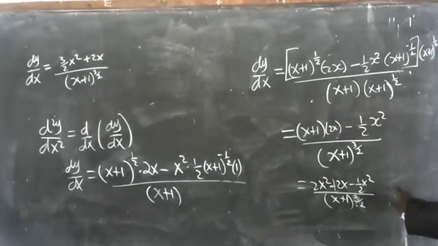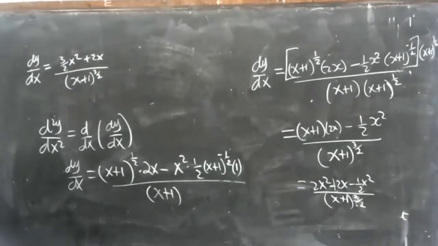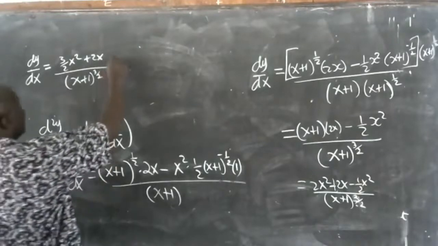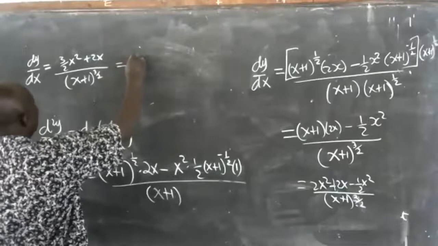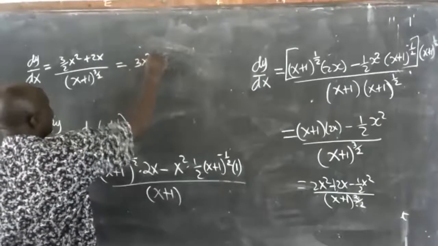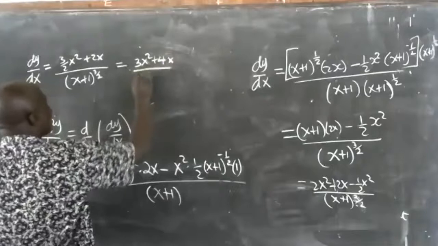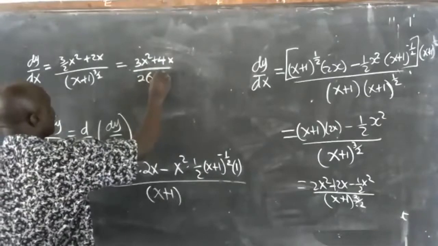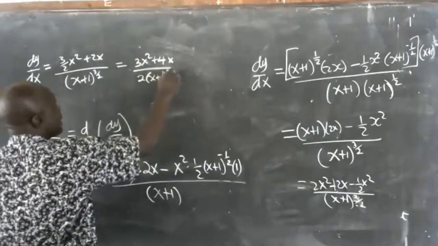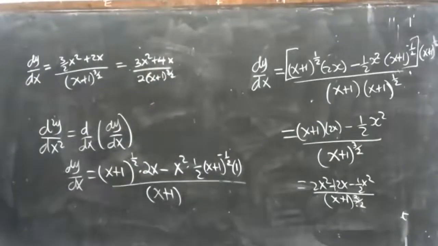We are multiplying through by x plus 1 power half. Did you get power 1? And then you get power 0. So you can bring out down the half and say 3x squared plus 4x over 2 times x plus 1 power 3 over 2 as our dy dx.